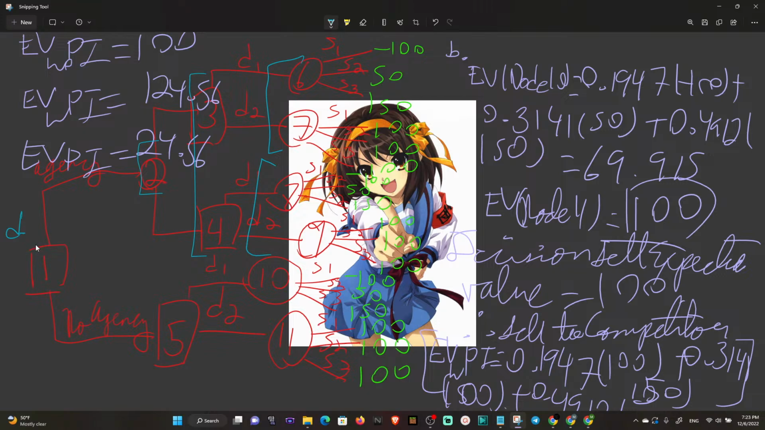So I'm just saying, you guys don't mind if I just don't bother erasing and just leave everything on, right? I'll just use different colors. Yeah, that's fine. Okay. For D, the EV of node 6 will be equal to 0.08 times negative 100 plus 0.28 times 50 plus 0.64 times 150, which is equal to 102.